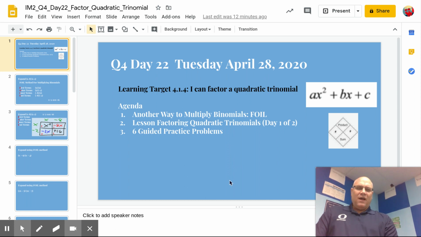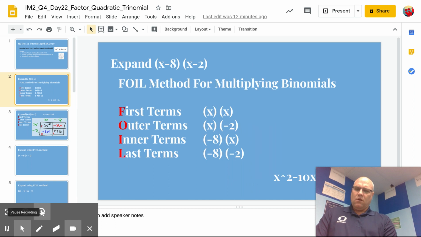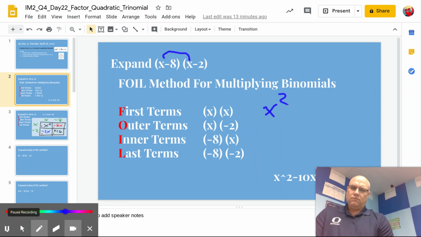All right, before we do that, though, I want to give you another method for multiplying binomials. It's going to be called the FOIL method. So let's take a look at that. FOIL stands for first terms, outer terms, inner terms, last terms. So in our example, x minus 8 multiplied by x minus 2, our first terms are the x times x, which gets us x squared.